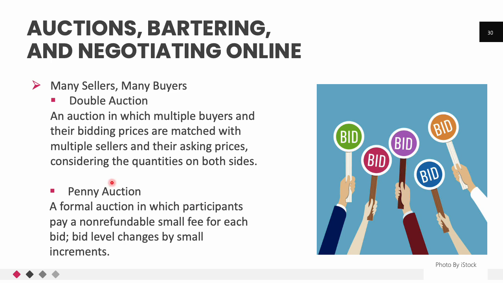The next one is called penny auctions. You pay $1 per bid, which is usually non-refundable, and each bid raises the price by one penny. The last bidder when time runs out wins, but all bidders lose their bid fees. It's very risky. You could spend like $20 bidding and win nothing.